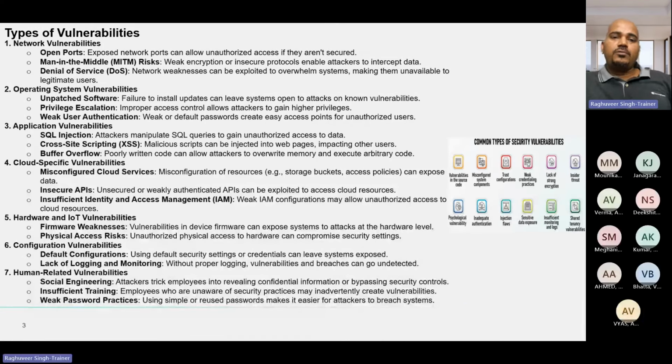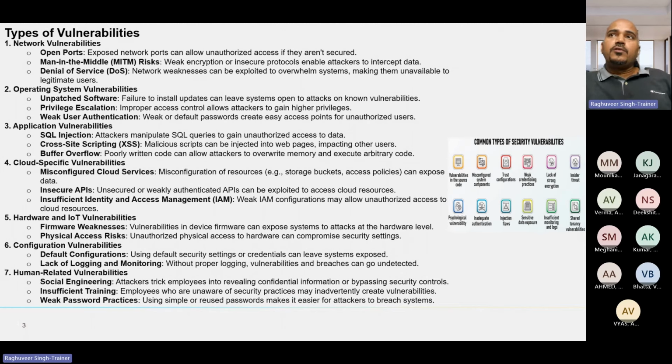Denial of service attack. This is another type of vulnerability. I'm saying this is a type of attack, a common cybersecurity attack, but they are a result of vulnerabilities. So network weaknesses can be exploited to overwhelm systems, making them unavailable to legitimate users. So that's a vulnerability if there's a weakness in the system.